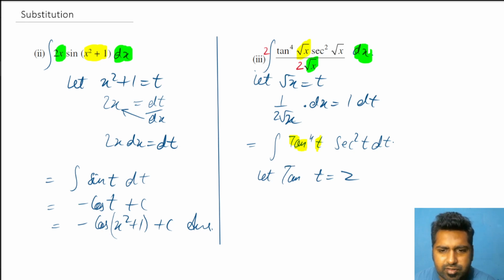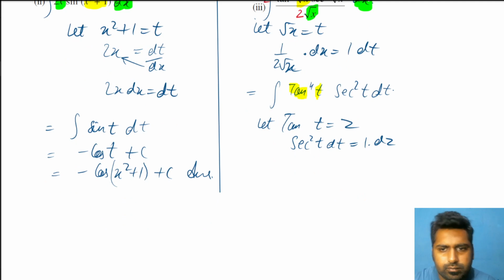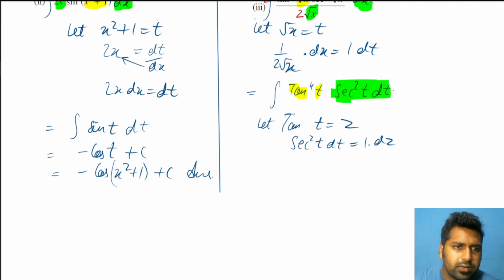So what is the differentiation of tan t? Sec square t. Differentiation of t will become dt. Z differentiation is 1 dz. Whichever variable you are differentiating, put dt, dx, dz with it. You see this again, sec square t dt. This is already becoming dz, and tan t is your z.